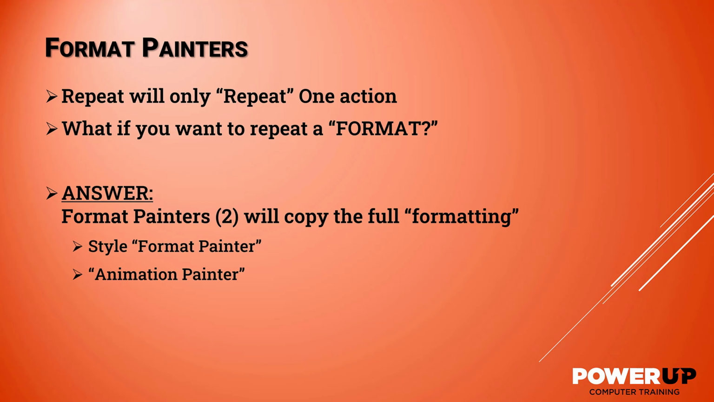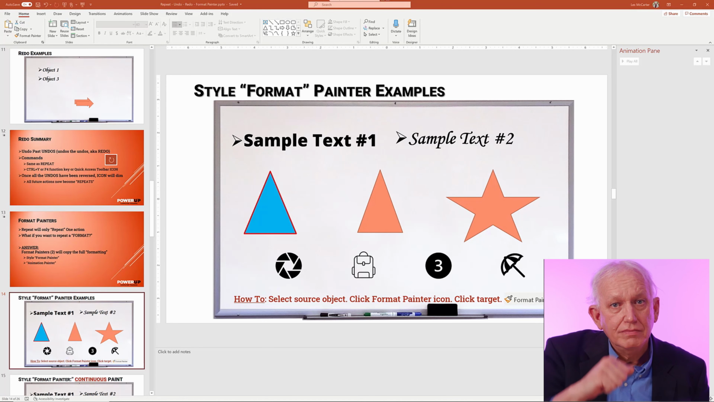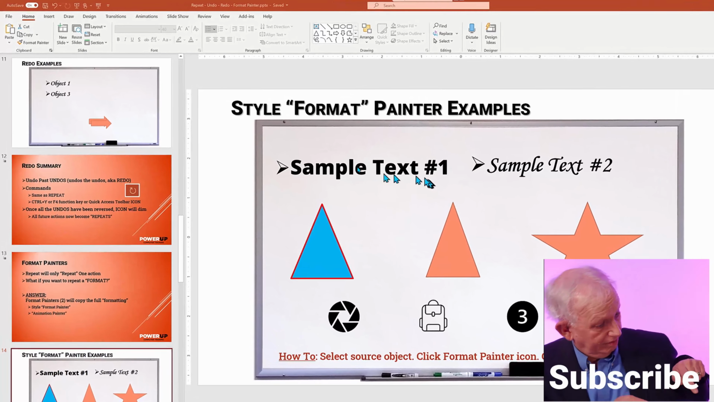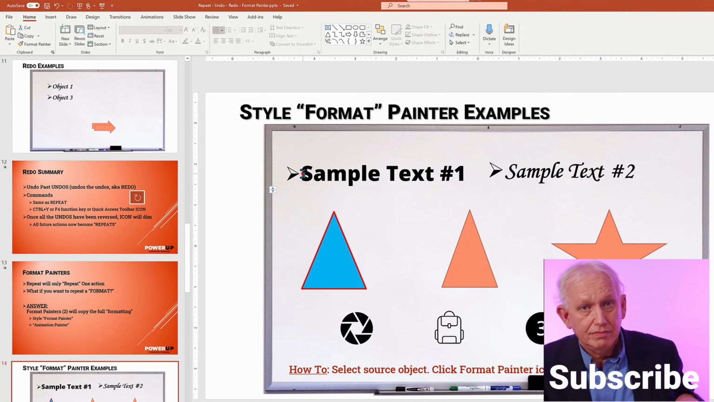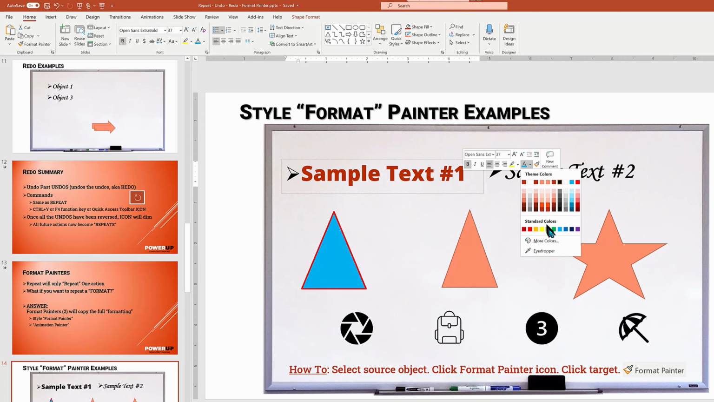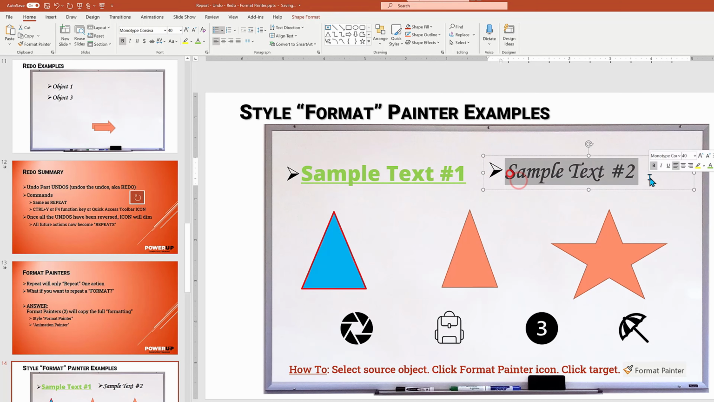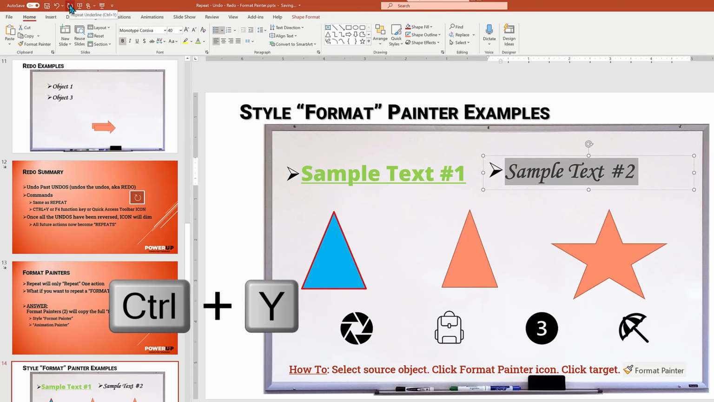There are two Painter tools that will copy the full formatting, one for general style and the other for specialized bullet animation. Let's take a look. In this example, we have two text items in different fonts. Let me go ahead and change text one to have an additional set of changes of green and underline. If we do the simple repeat command on the second set of text, then it will only do my last command of underline.